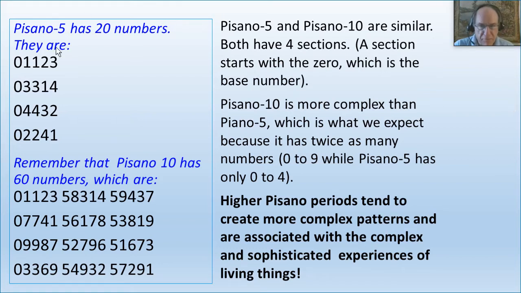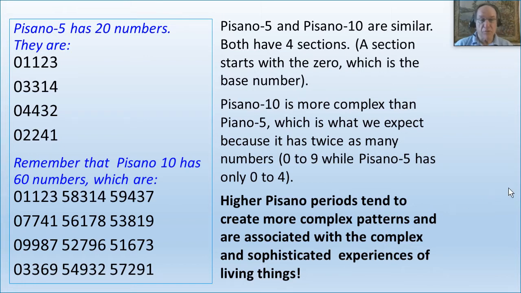We see that the 5 and the 10 are very similar. The Pisano 10 is more intricate. It's more complex. It has 3 times as many numbers, 60 instead of 20. And they're arranged very nicely in 12 sections, which are the 12 signs of the zodiac. So this is a common tendency. I have in bold in the lower right corner that higher Pisano periods tend to create more complex patterns and are associated with the complex and sophisticated experiences of living things.